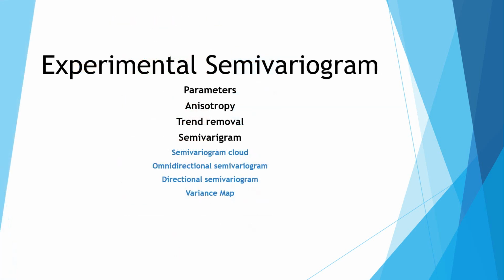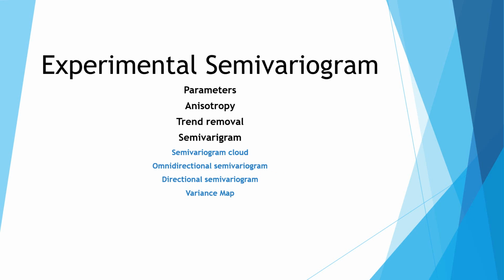This is the fourth video of the Geostatistical Analysis course, and today we are going to be talking about the experimental semi-variogram. The two main topics for this video are going to be the semi-variogram cloud and also the omnidirectional semi-variogram. And we are going to leave the directional semi-variogram for video 5.